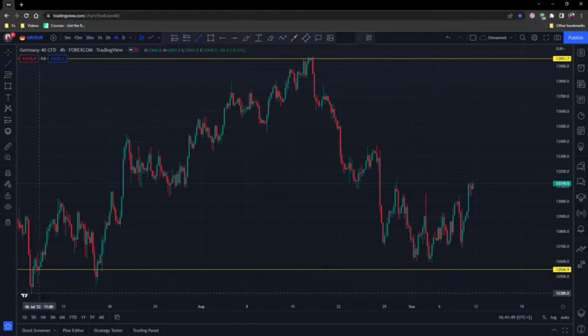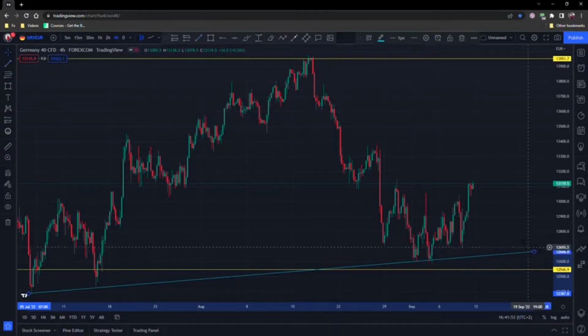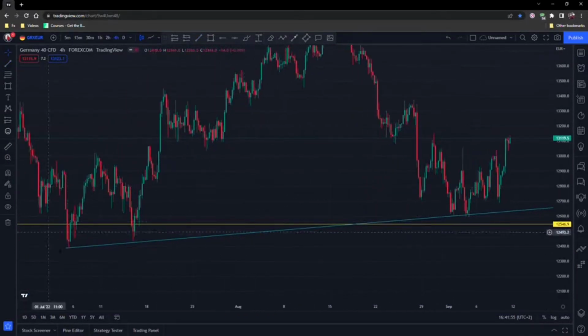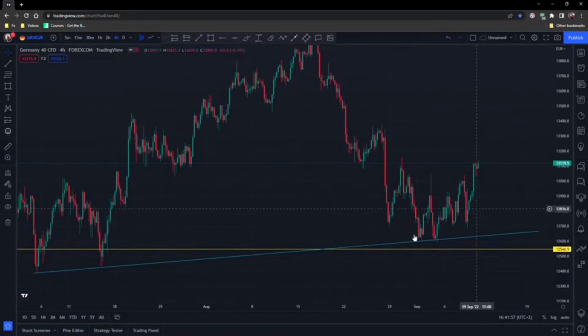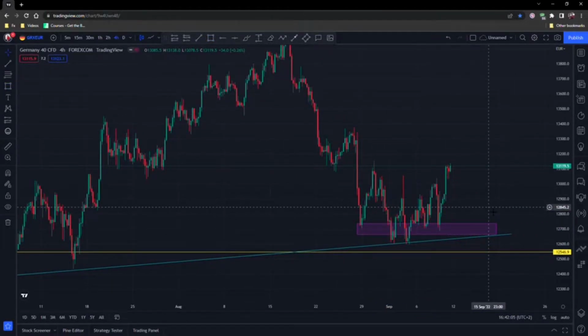Right on the 4-hourly, you can see that we had that uptrend forming right there. As you can see, we're still in that upward trend. We had our first touch, our second touch, and our third touch, confirming that upward trend. You can see we also had this area right here as an area of support, right, it's an area of support. You can see the market did come back for retesting on that area before gaining momentum.